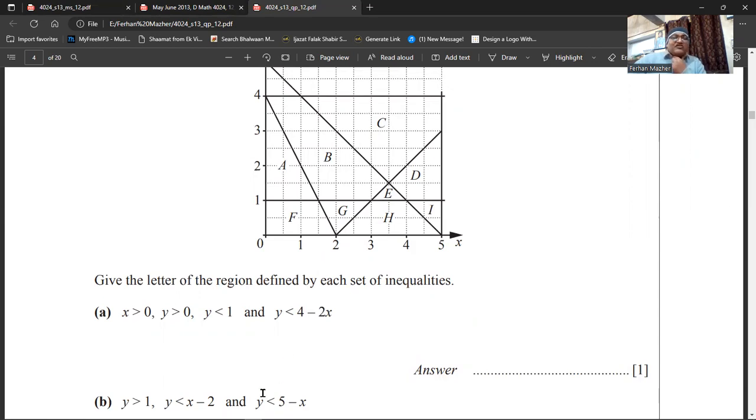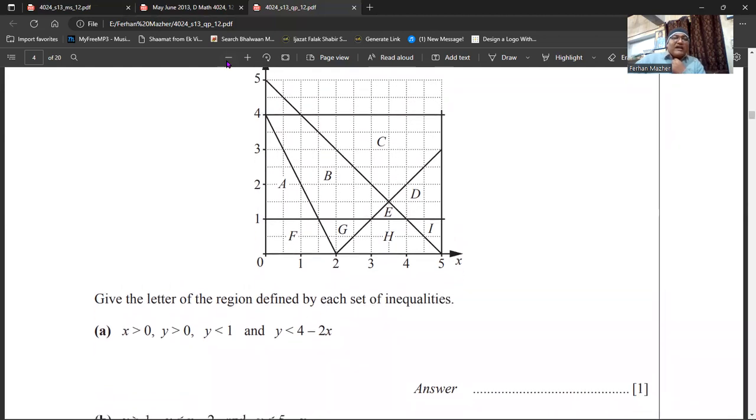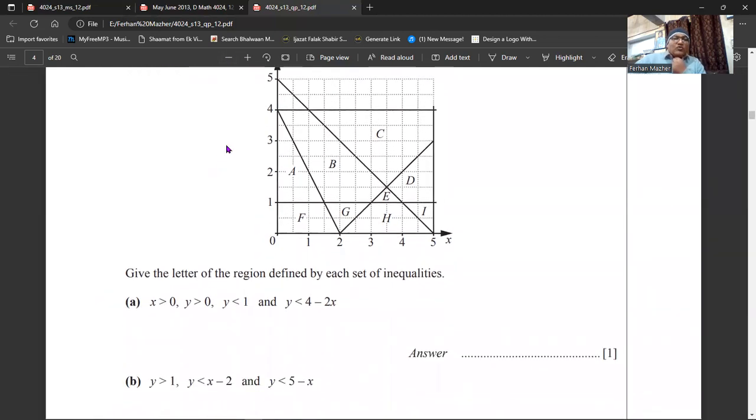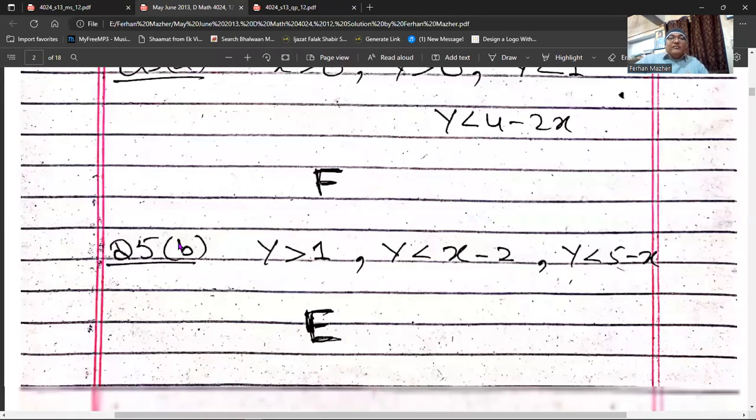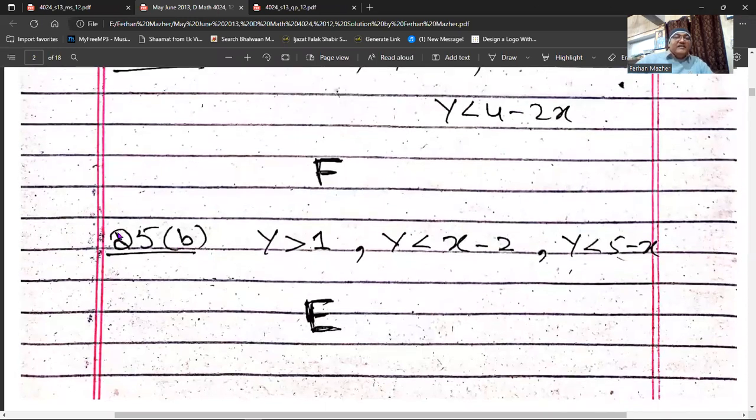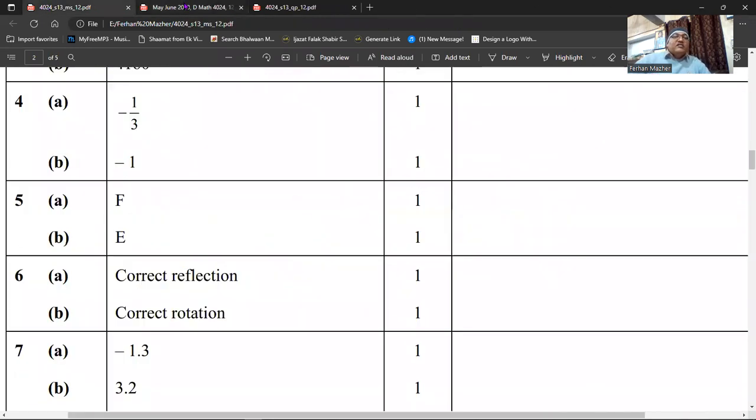Okay. Then he says y is less than 5 minus x. This is a line whose y-intercept is 5 and whose gradient is minus 1. The crocodile's back is towards y, so you have to remain below this line. So you have to remain below this line, below this line, and above this line. The area bounded by these three inequalities will be this, and that is E. So E is the right answer, sir.